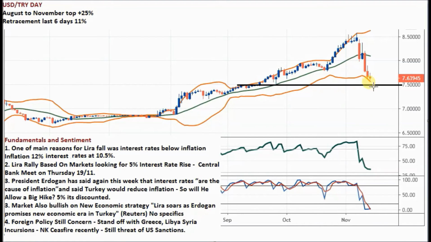If we were to come down to this level, I'd look to key off it on strength. If we were to go through the level, buy back through the level. So if we penetrate the level, buy straight back through it. But at this moment in time, I'm looking at the chart and looking to buy on strength.